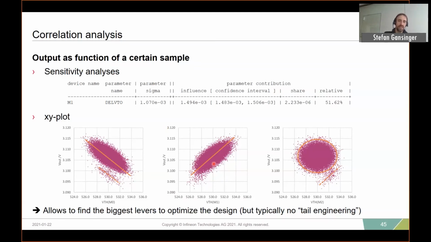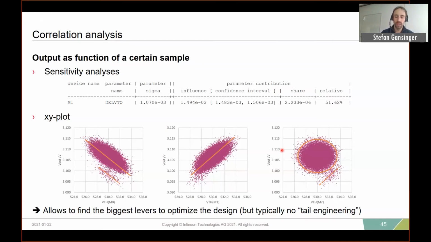And we already know this is a current mirror. So let's reduce GM and we get a better result here. What we also see in the correlation, for the transistor M2, there's almost no correlation. So if we change this transistor, it will not benefit us when we want to reduce the variation of V out. So Monte Carlo can be used for this, but it typically cannot be used to ensure a high yield.